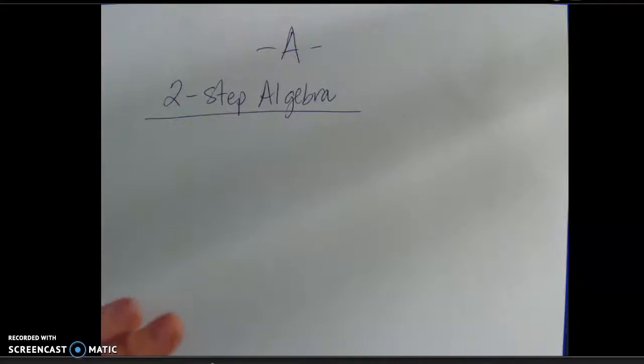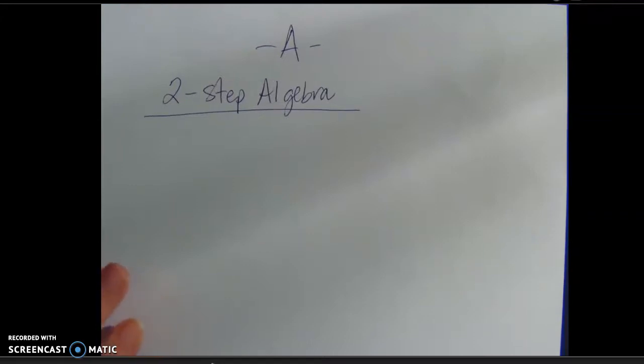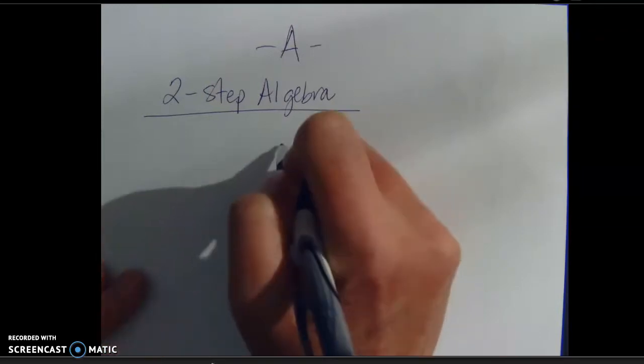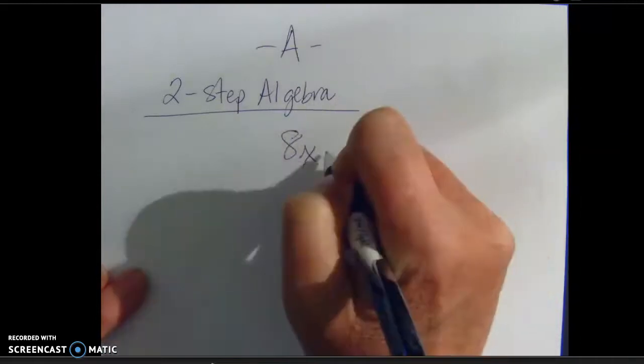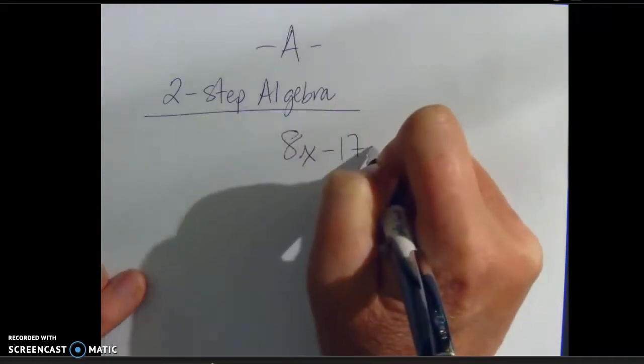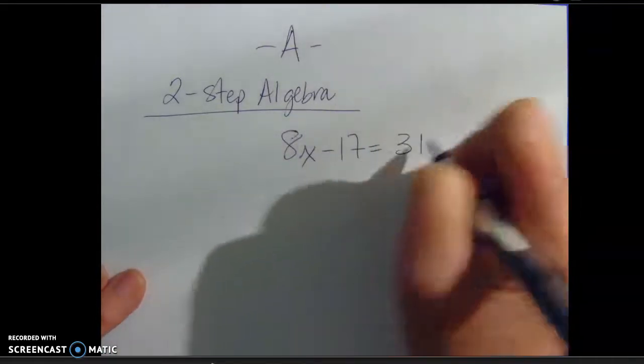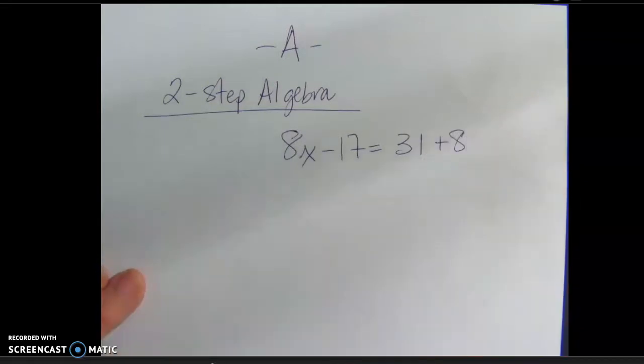All right, you guys did a really good job with one-step algebra and making things flow down. And most of you figured out how to collect like terms. I know, what? All by yourselves. What if we had 8x minus 17 equals 31 plus 8?